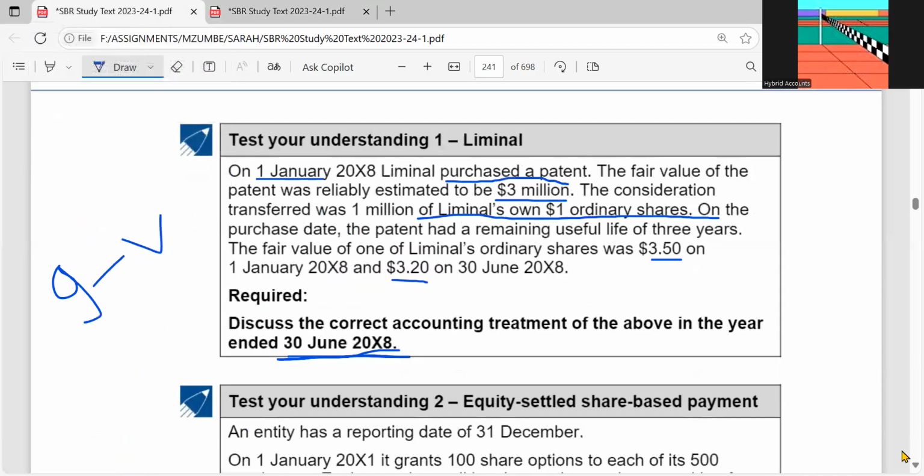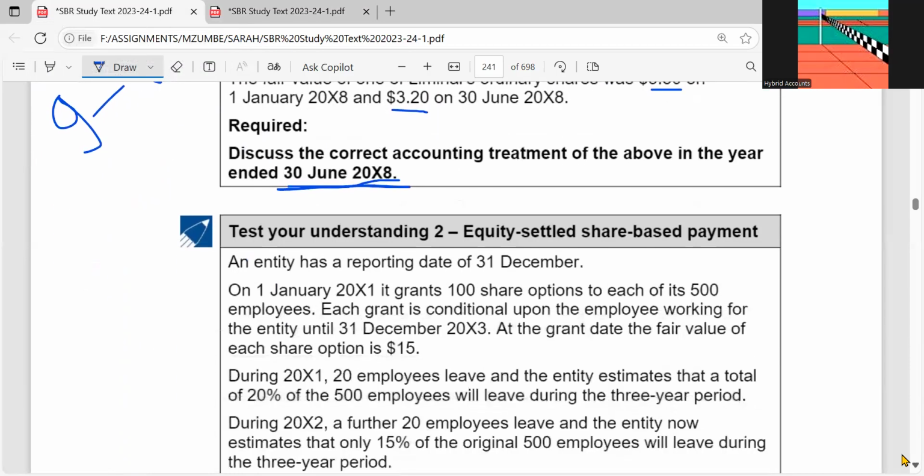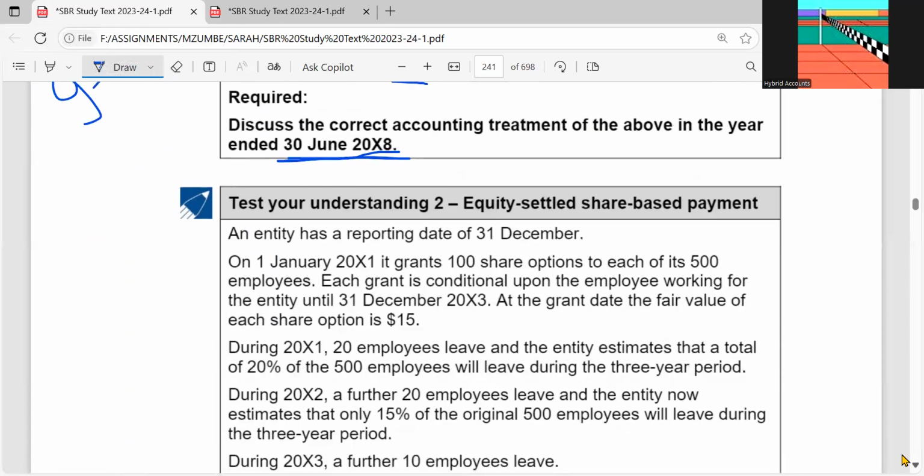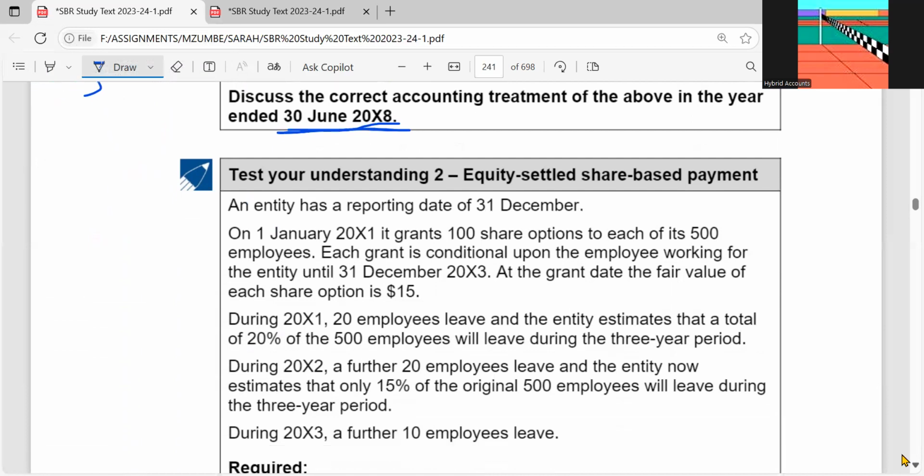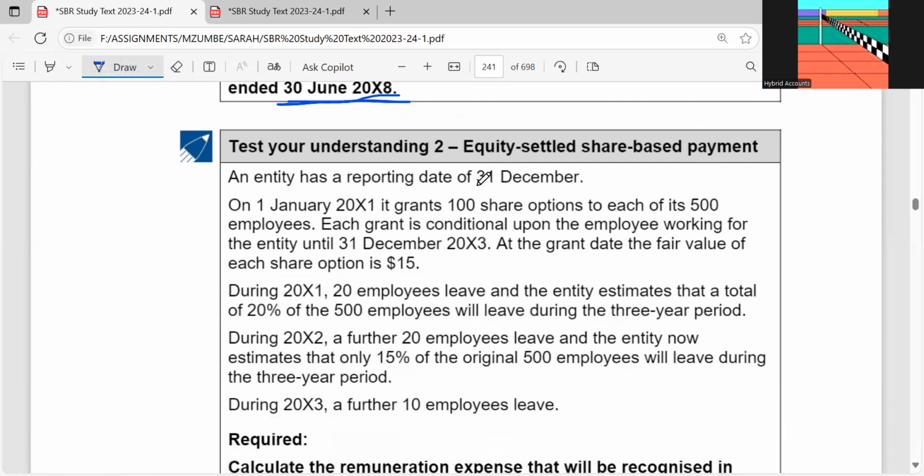Okay, so we have text understanding number 2 here. It says equity settled share-based payment, and I think this one would be an advanced version, right? Okay, let's proceed with the question. The question says an entity has a reporting date of 31st December. This is fine. The year starts at the beginning and ends at the very end of the year, right?